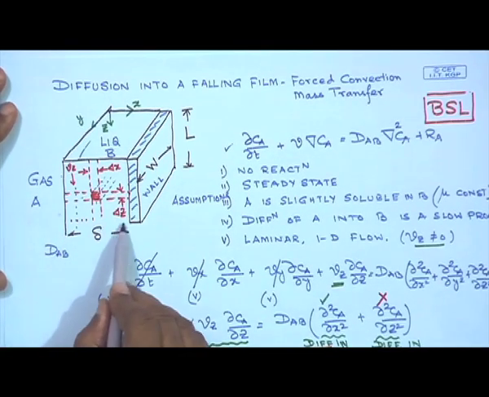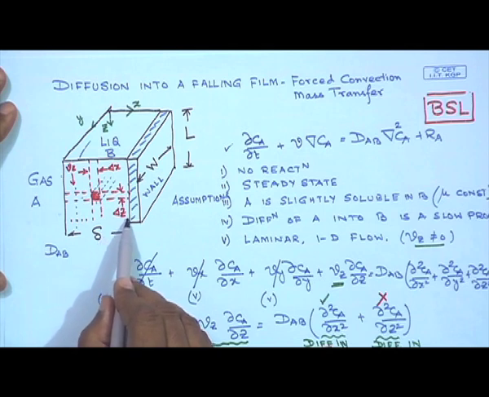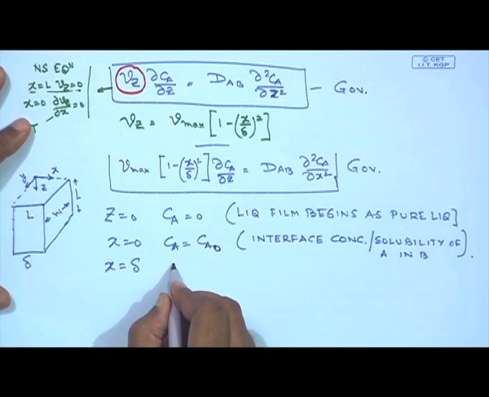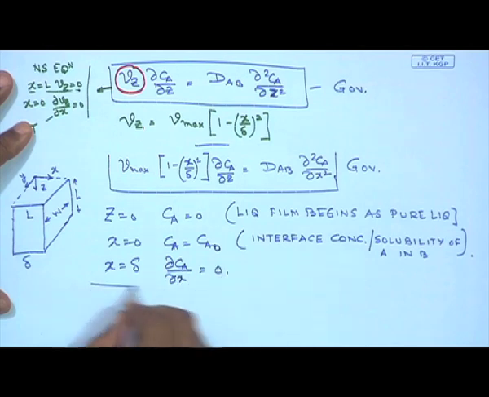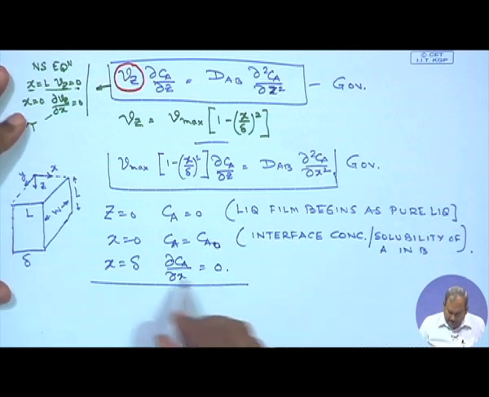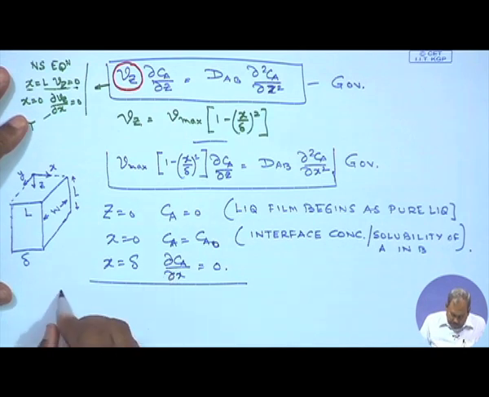At x equals delta we have the solid wall, so no diffusing A can penetrate this solid wall. Therefore the solid wall will behave as if it's an impermeable wall as far as A is concerned. So we understand this is going to be del Ca by del x equal to 0. So these are the three boundary conditions which one must use in order to solve for it.